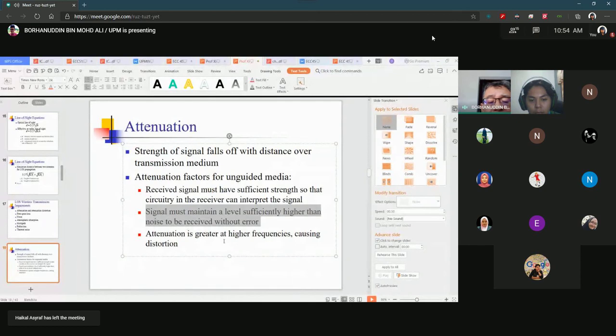The signal must maintain a level sufficiently higher than the noise to be received without error. I highlighted this one. We know what the noise is, we can calculate. And then we know what the signal is going to be at a certain distance, at a certain terrain. And then you can design a receiver that is good enough for all situations.